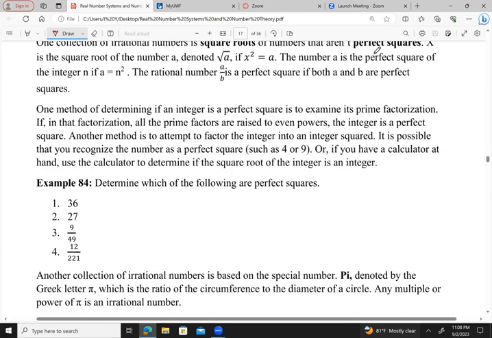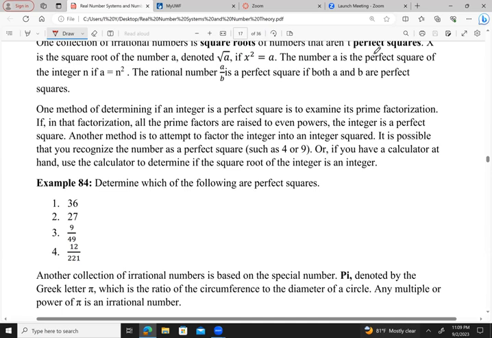One method of determining if an integer is a perfect square is to examine its prime factorization. If in the factorization all the prime factors are raised to even powers, the integer is a perfect square. Another method is attempting to factor an integer into an integer squared. It is possible that you recognize a number as a perfect square, such as 4 or 9. Or if you have a calculator at hand, you can use it to determine if the square root of the integer is an integer. So which of the following are perfect squares?